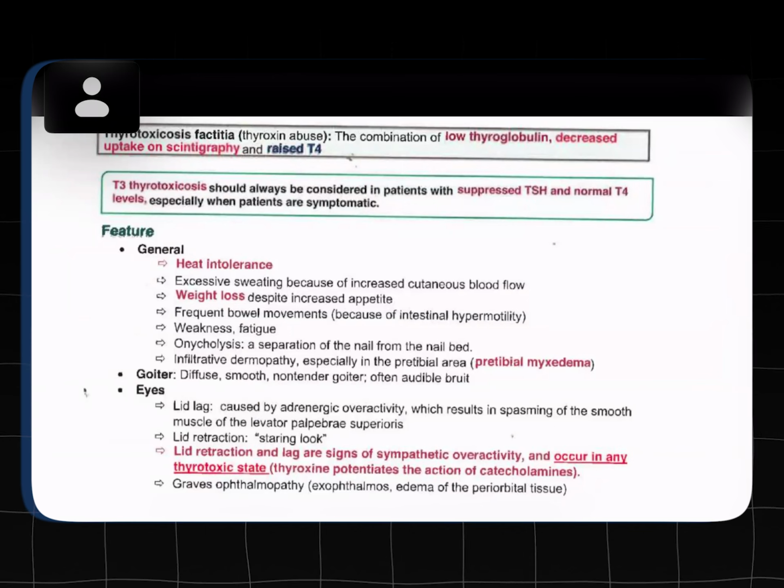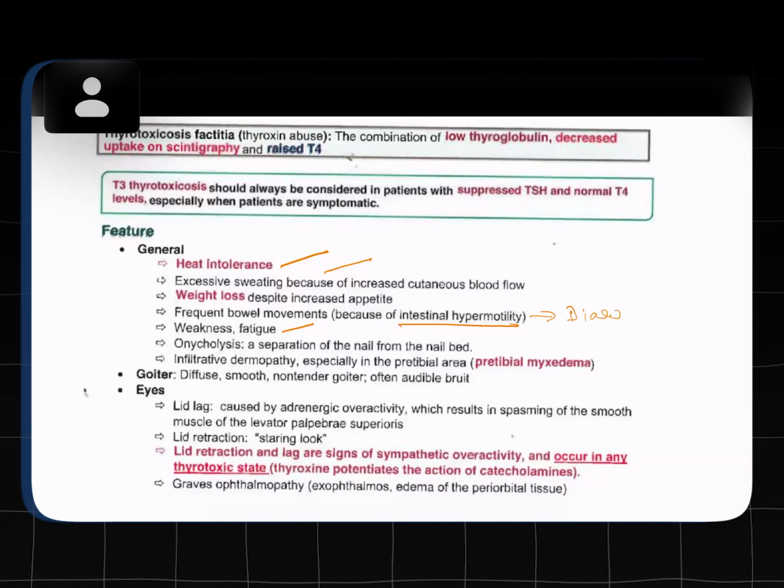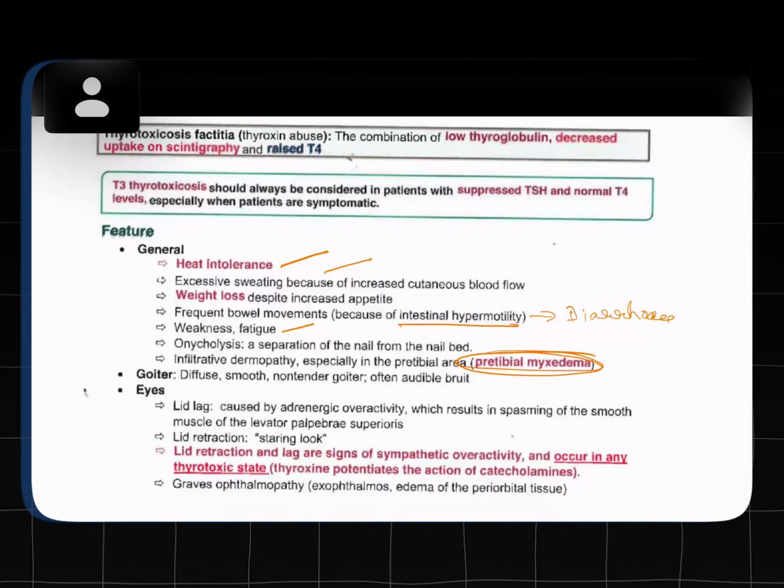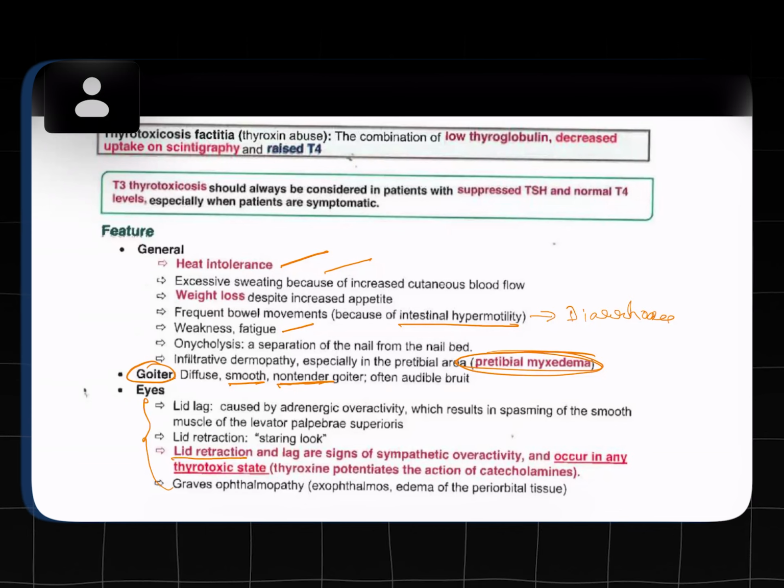Features of thyrotoxicosis are mostly heat intolerance, excessive sweating, weakness, fatigue, intestinal hypermotility resulting in diarrhea, pretibial myxedema, obviously goiter, non-tender. If tender, then it is de Quervain. Non-tender, smooth goiter. Eye signs, obviously, lid lag, lid retraction, you need to know. Lid retraction is non-specific. It can occur in any thyrotoxic state, due to thyroxine potentiating the action of catecholamines.